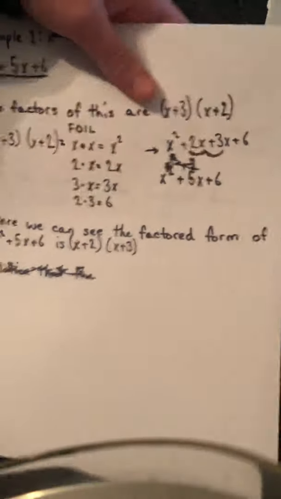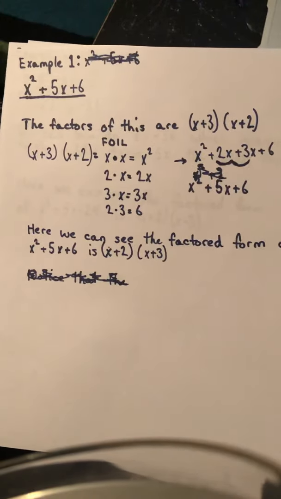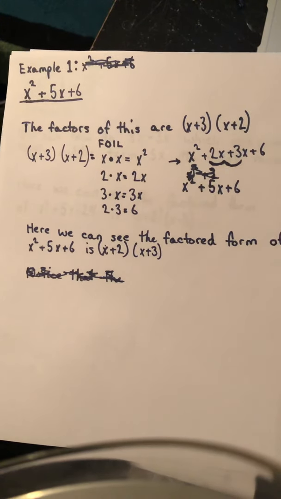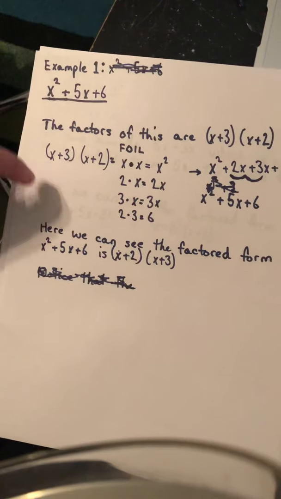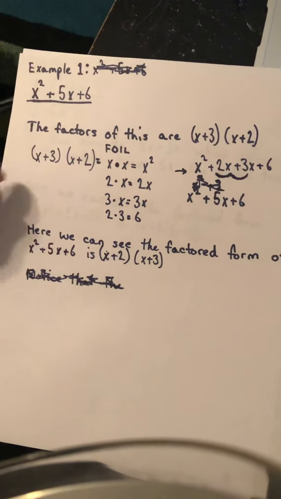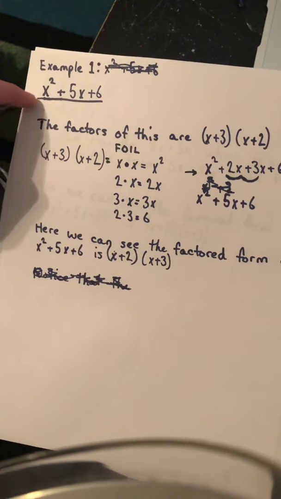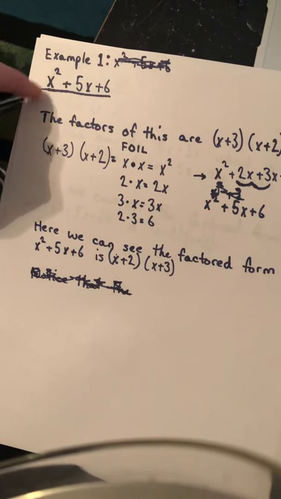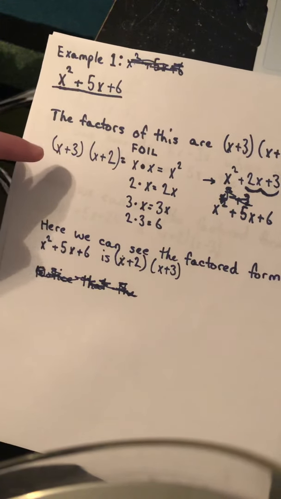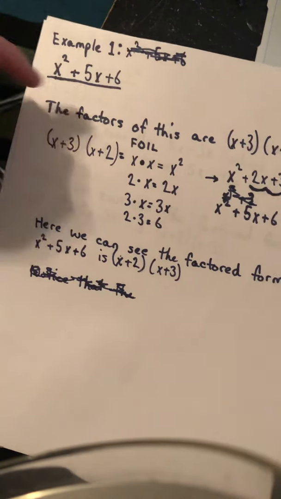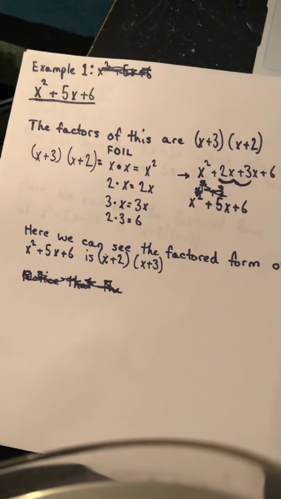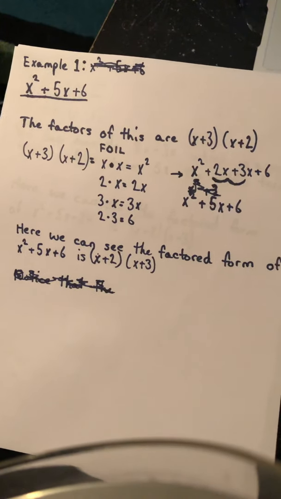Example 1. x squared plus 5x plus 6. Here, I took my double bubble and I brought down both my x's because in the trinomial there's x squared. Then, the next step is to take two factors of 6, and I chose 3 and 2.